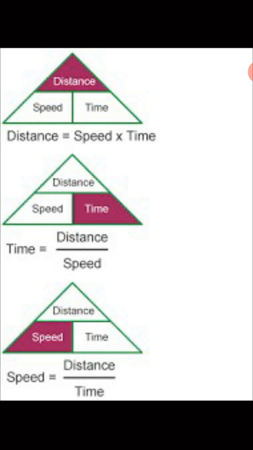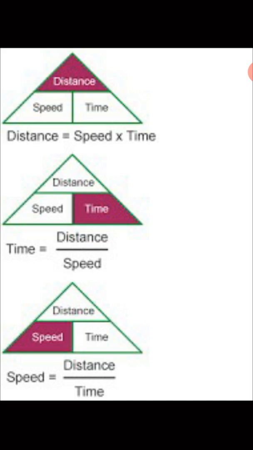If you see in the first triangle, distance is colored pink, it is highlighted. So if you want to know the formula for distance from this triangle formula, you have to color distance, or you may keep your finger on distance. If you keep your finger on distance, you will be left with speed multiplied by time. Hence we get the first formula: distance is equal to speed multiplied by time.